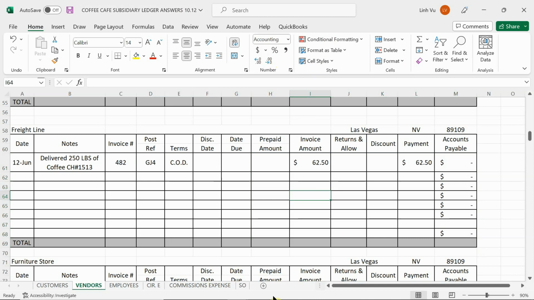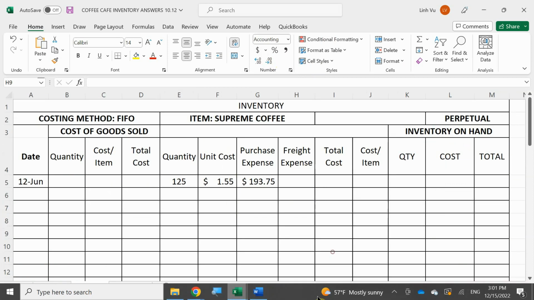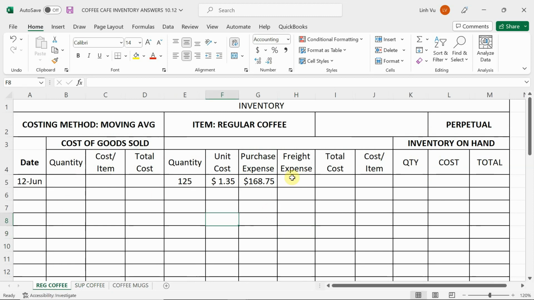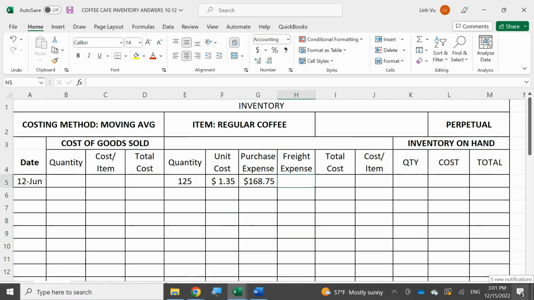So last but not least, we need to finalize our inventory worksheet, right? I'm going to start with my regular coffee. Okay, my regular coffee. I had to add $31.25, right? Because that's what 62.50 splits up to be, $31.25. So therefore, you should have a grand total of $200 worth of total cost. Now, in this case, what costing method am I going to be using for my regular coffee?